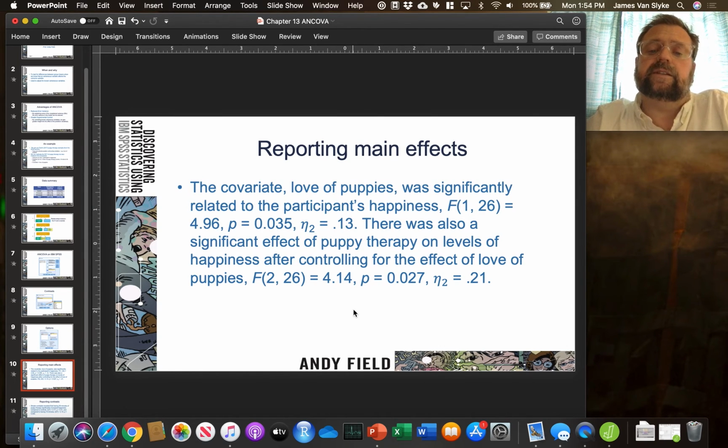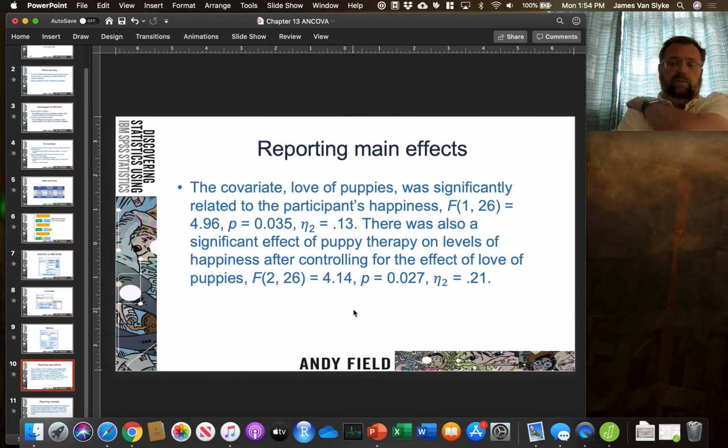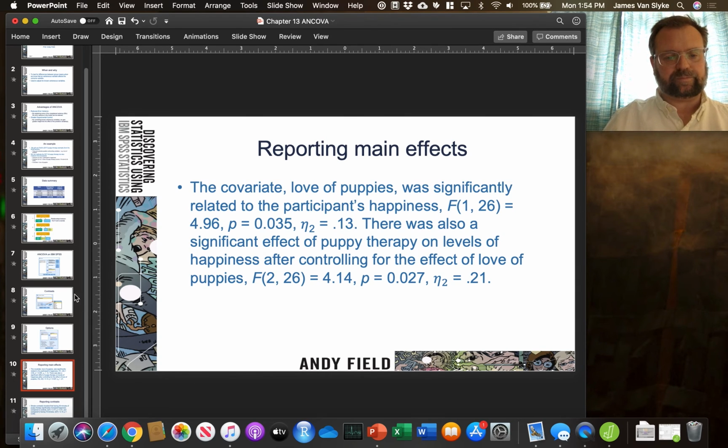And then the second sentence, there was also a significant effect of puppy therapy on levels of happiness after controlling for, this is the important part, or the part that changes in reporting these results, you say there was a significant effect after controlling for the covariate. So after controlling for the effect of the love of puppies, then we list our F value, P value, and our eta squared, or our effect size.